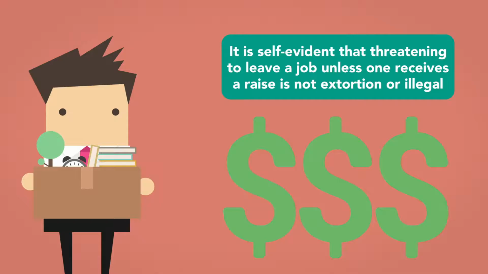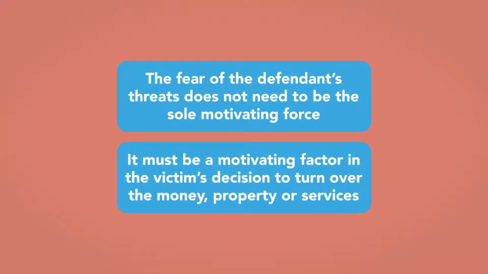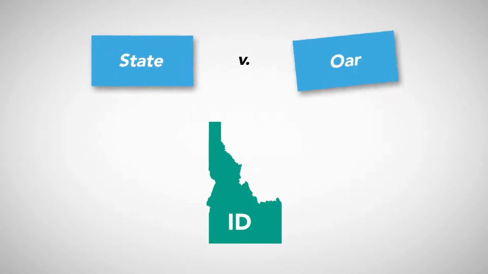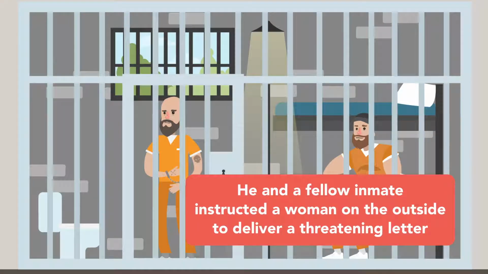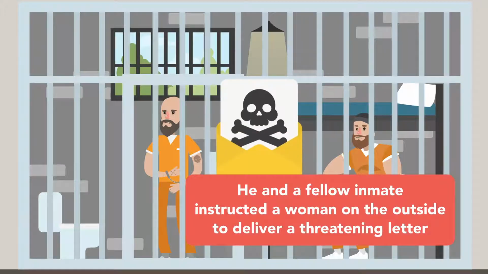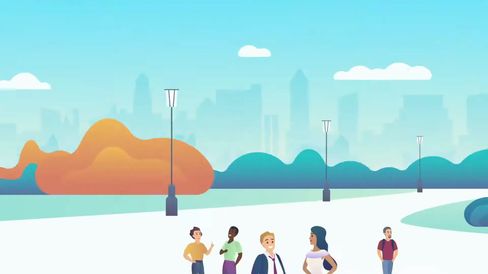extortion or illegal. For extortion to apply, the fear of the defendant's threats does not need to be the sole motivating force, but it must be a motivating factor in the victim's decision to turn over the money, property, or services. For example, in an Idaho case, State v. Orr, the defendant was in jail when he and a fellow inmate instructed a woman on the outside to deliver a threatening letter to a third party who owed the inmate several $1,000s. The woman delivered the letter.